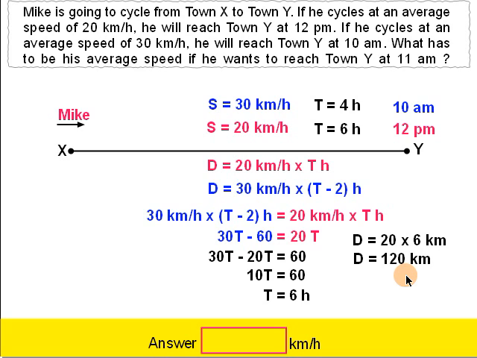So if we want him to reach at 11 a.m., that means the time taken must be 5 hours. So the speed will be distance divided by time, which is 120 divided by 5 hours. That gives us 24 km per hour. So he needs to ride at 24 km per hour in order to reach there at 11 a.m.